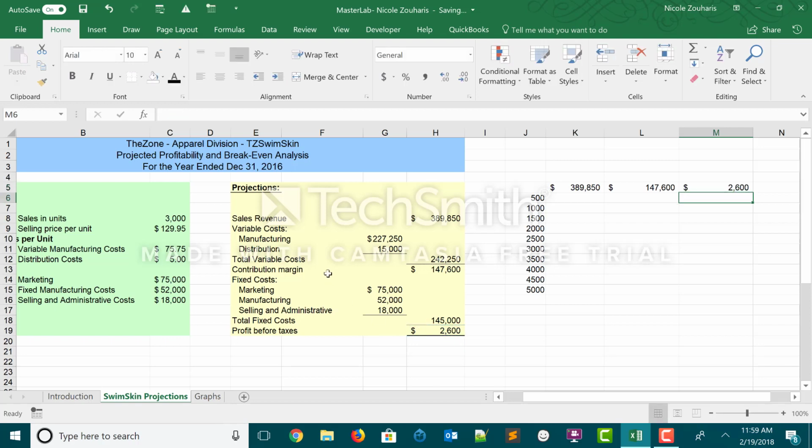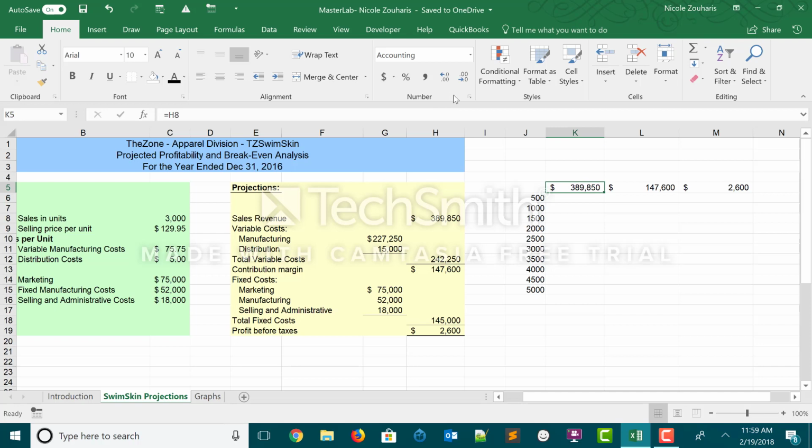So if somebody was going to look at just this table, they might not immediately make the correlation that 389,850 is our sales revenue, 147,600 is our contribution margin, and 2,600 is not our profit before taxes. So what I'm going to show you right now is how to do custom formatting to make it a little bit more readable. So let's go ahead and go into K5.